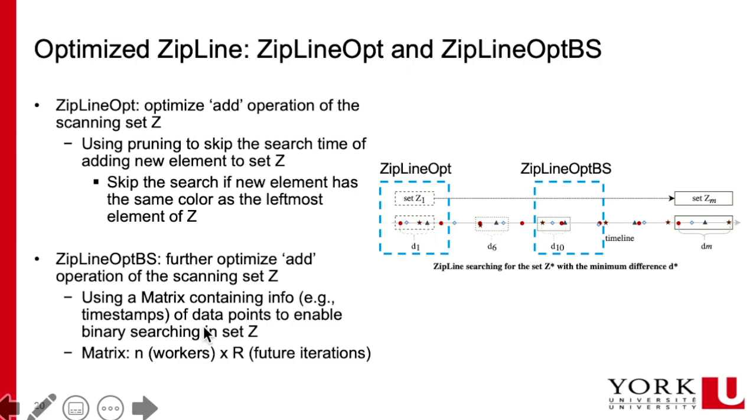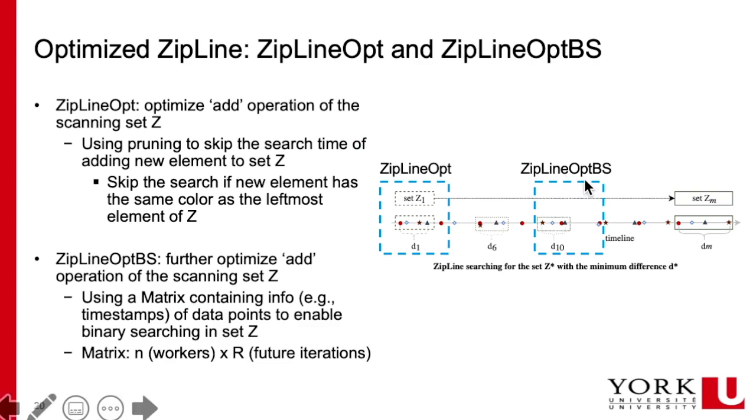Then the second method is called ZipLineOptBS. It further optimizes add operations. It uses the matrix containing the information of the data points that allows us to do a binary search in this set Z. As you saw in the previous slides, we get a matrix where each worker is a row of the matrix, and the columns are the iterations of the workers. And those iterations are like the future iterations.